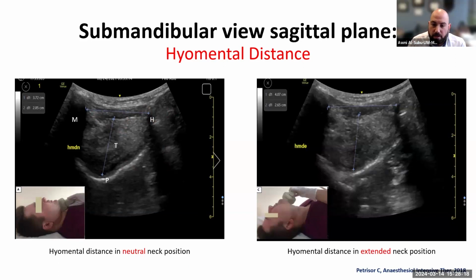And in 2018, Petrisor looked at this, and they found in adults that a hyomental distance of less than 4.47 centimeters in a neutral position, and less than 5.5 centimeters in an extended position, had a specificity of around 50 and 70%. Studies looked at the ratios between those, and the ratio that the adult literature is considering is less than 1.2 when you do the extended over the neutral position. And Vidit and his group are looking into the pediatric population, and hopefully we'll have some results very soon from that.